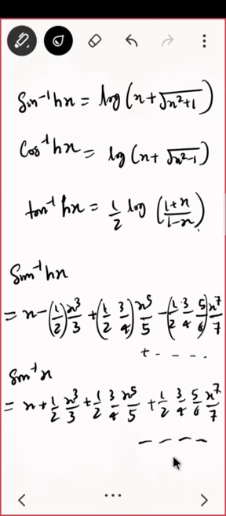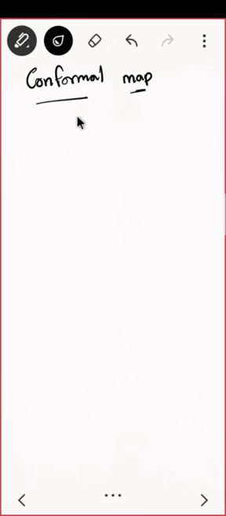One more guys, conformal map. This is actually the last topic of complex analysis. कोई भी complex analysis का book उठाओगे, you'll get this as the last topic. This is also called angle preserving map. Conformal means angle preserving.